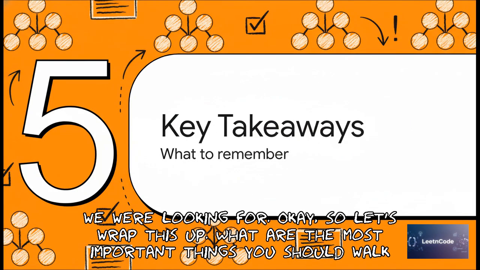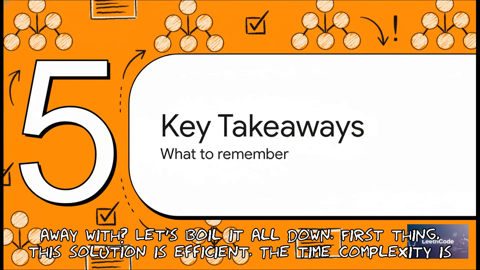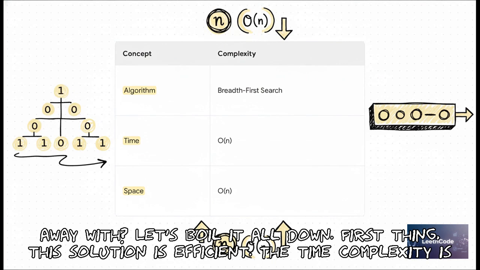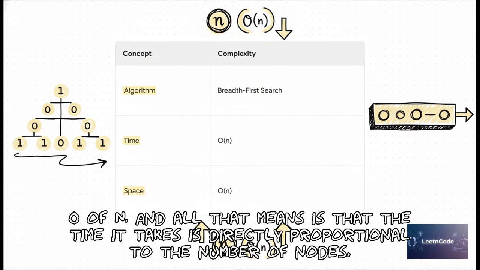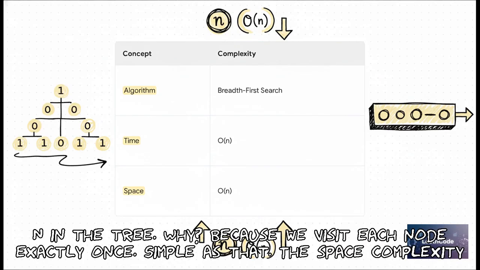Okay, so let's wrap this up. What are the most important things you should walk away with? Let's boil it all down. First thing, this solution is efficient. The time complexity is O(n), and all that means is that the time it takes is directly proportional to the number of nodes, n, in the tree. Why? Because we visit each node exactly once. Simple as that.